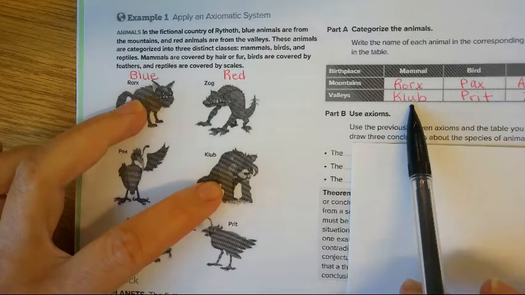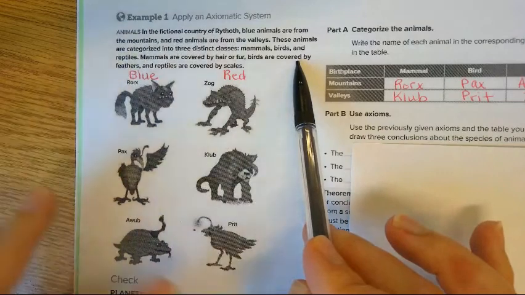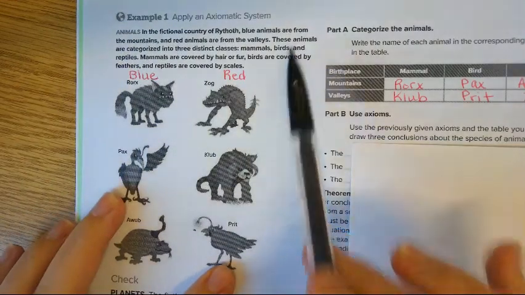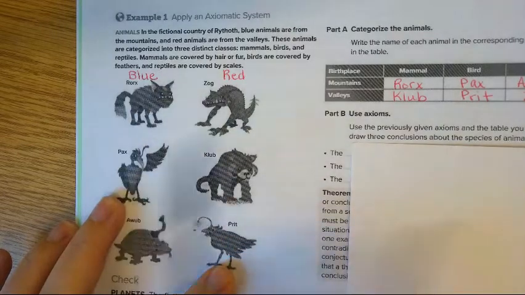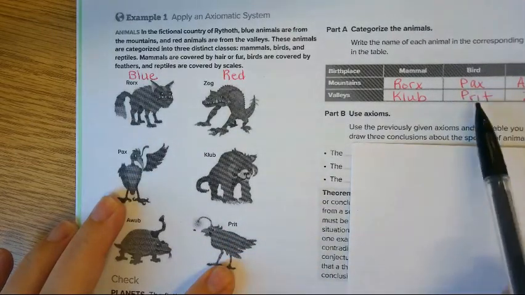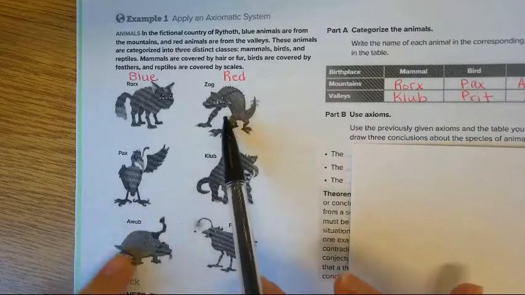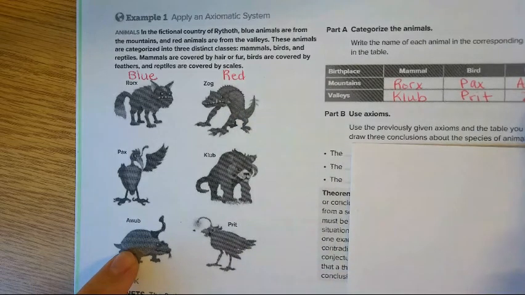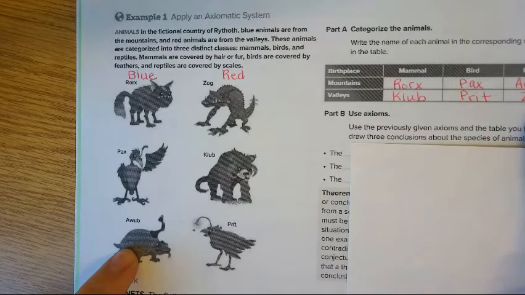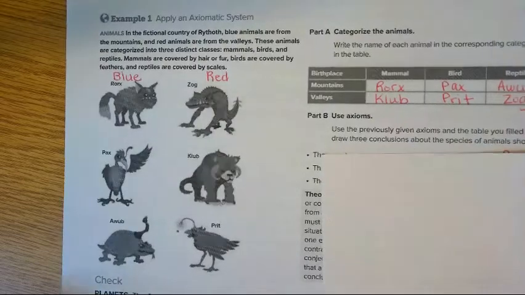and then the club is going to be living in the valley. Then the next scenario says that birds are covered by feathers, so you can see which ones those are. I have these two guys, Pax and Prit. Pax is a blue guy, so it's going to live in the mountain. Prit was a red guy, so it's living in the valley. My last two are your reptiles because they have scales on them, and again, based off their color, that places them in their location. So Awub is going to be in the mountains, and Zog is going to be in the valleys. Whoever created these names is crazy.